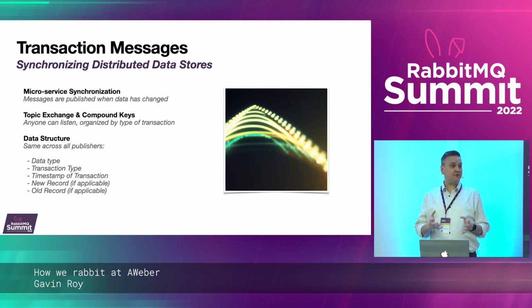The data structure that we use for this is the same across everything, from our Postgres integration to our microservices that publish. In the body we carry the data type, the transaction type, whether it's an insert, an update, or a delete, the timestamp of the transaction, the new record that was added, and the old record if it was updated or deleted.